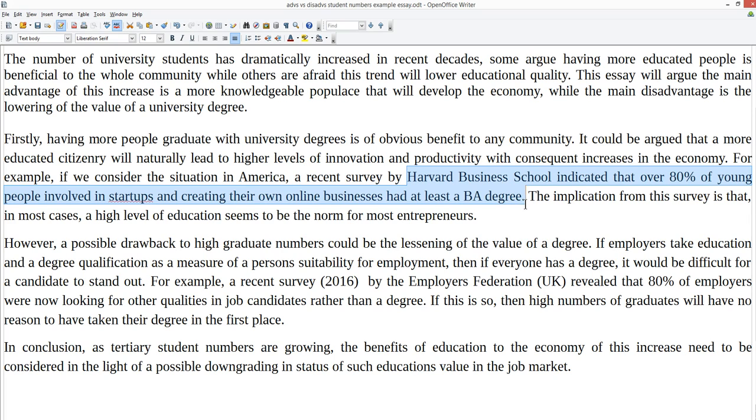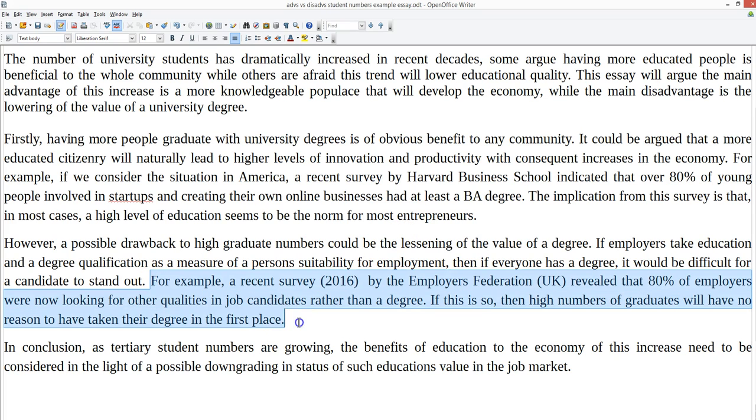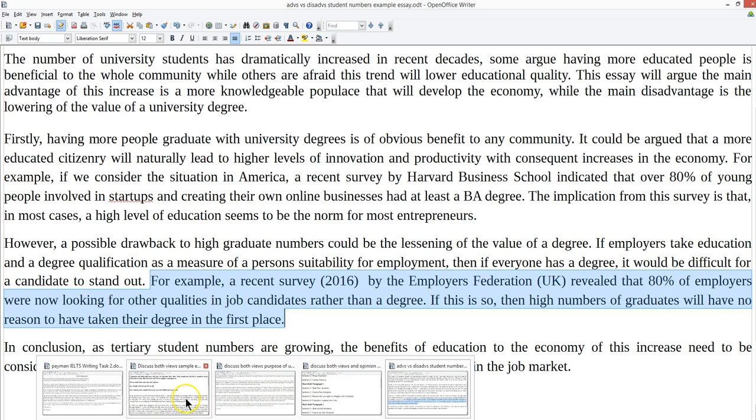Now, that's better than saying, for example, some people might do better in business with a degree. Or a recent survey by Harvard in 2015 showed that over 80%. Now, which do you think sounds better? More convincing? It's obvious. So, clear examples. A recent survey showed 80% of employers. Right. Let's take a look at another.